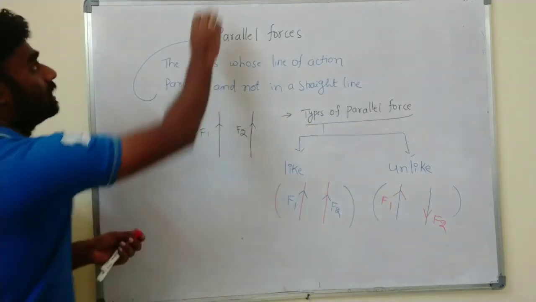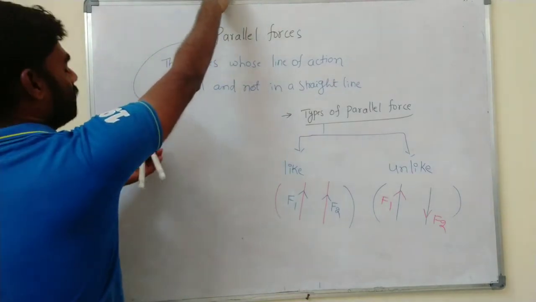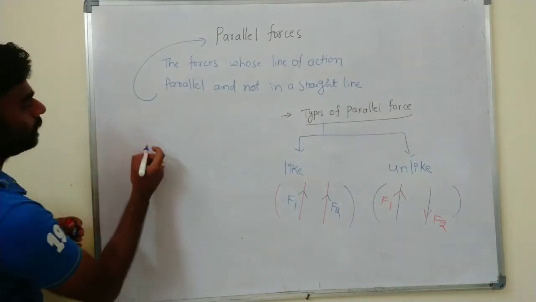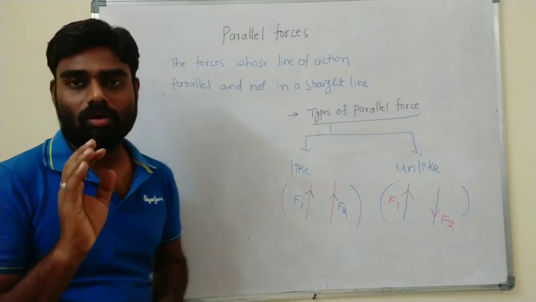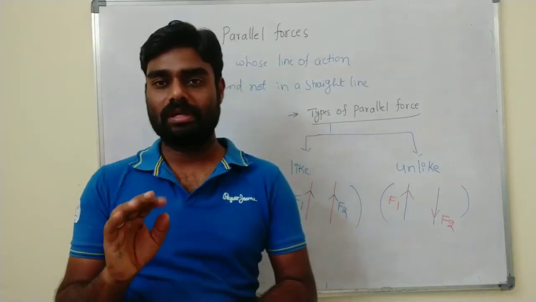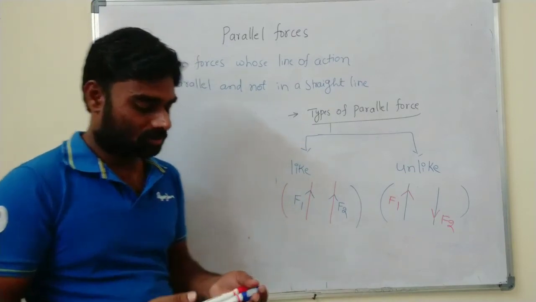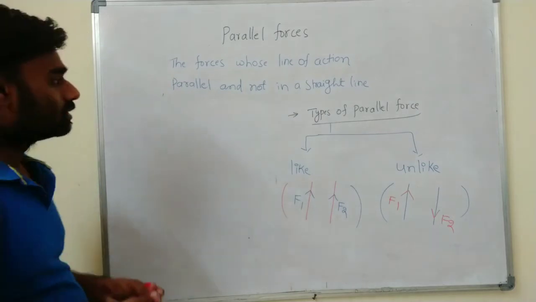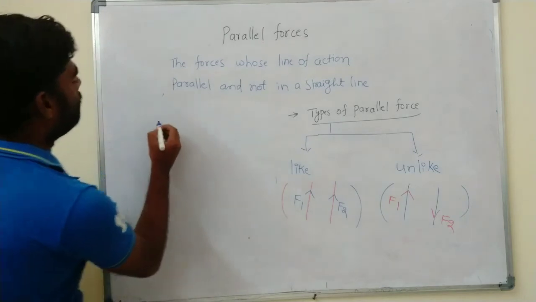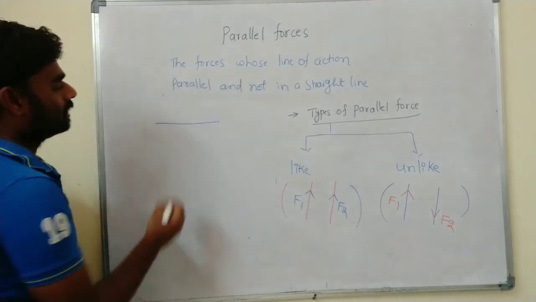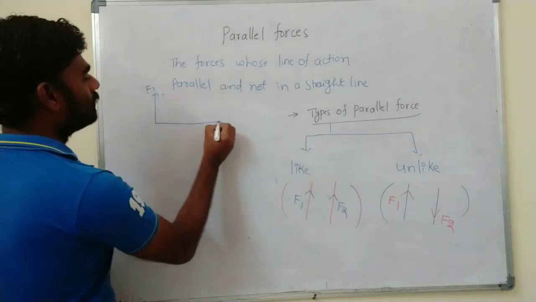Okay, so now I am taking some different conditions. See here, different conditions. Next one is the resultant of two like parallel forces and the resultant of two unlike parallel forces. Okay, so please see the diagrams. How to calculate the resultant of two like and unlike parallel forces. Now I am taking one horizontal line.